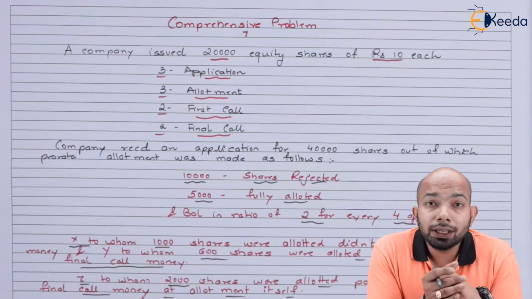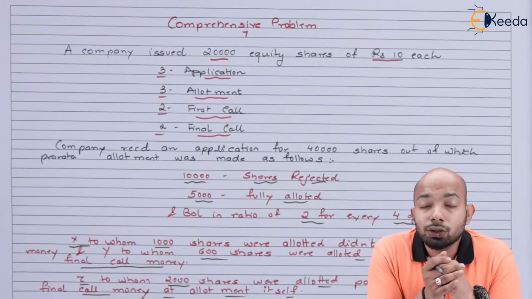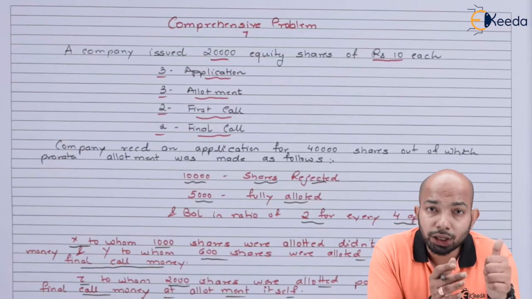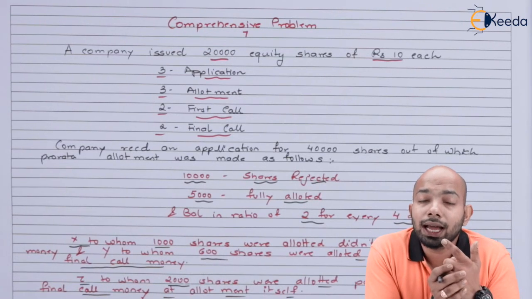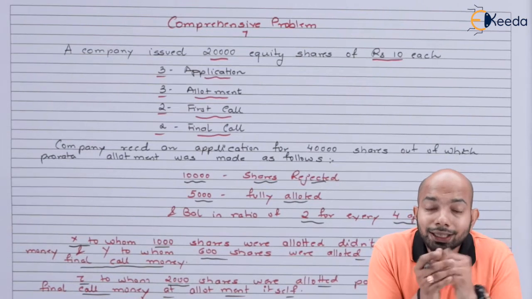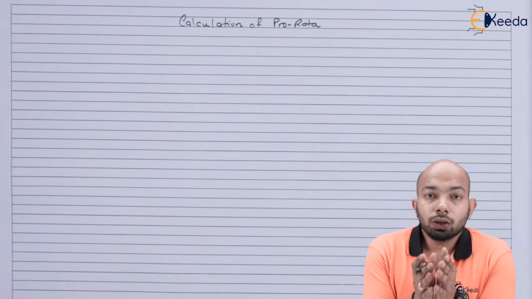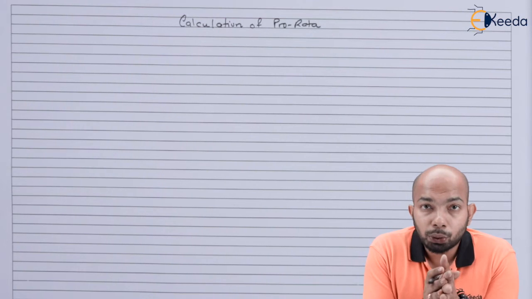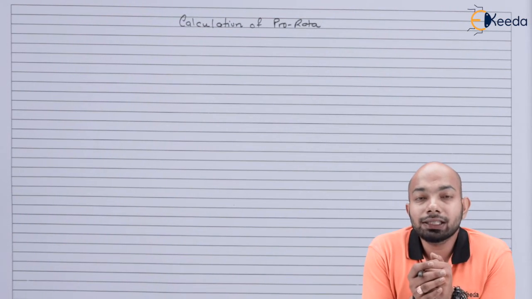So now we are supposed to prepare the journal entries for all these transactions, and then prepare the share capital account and the bank account as ledger accounts. Let's start with the working of pro rata first. So the first thing here will be the calculation of pro rata. Let's figure out how exactly it's supposed to be done.